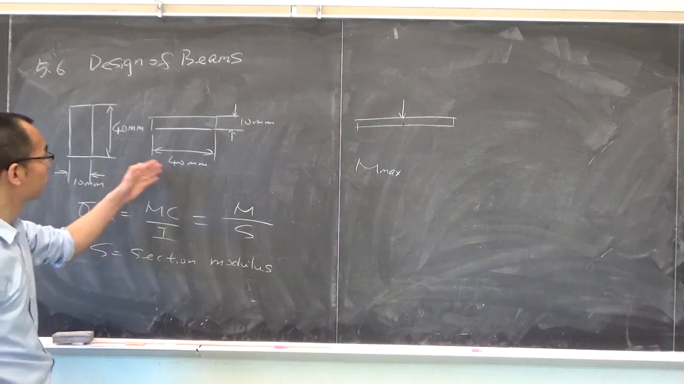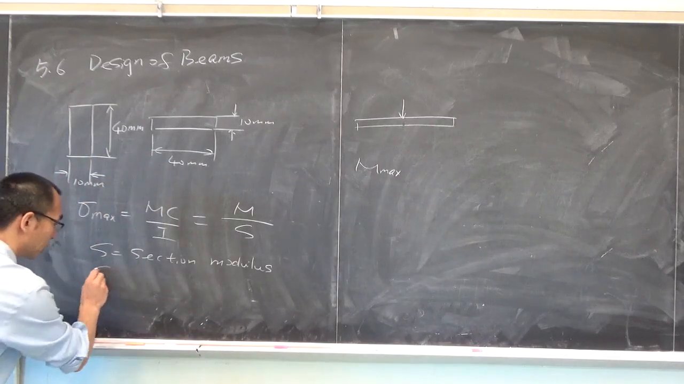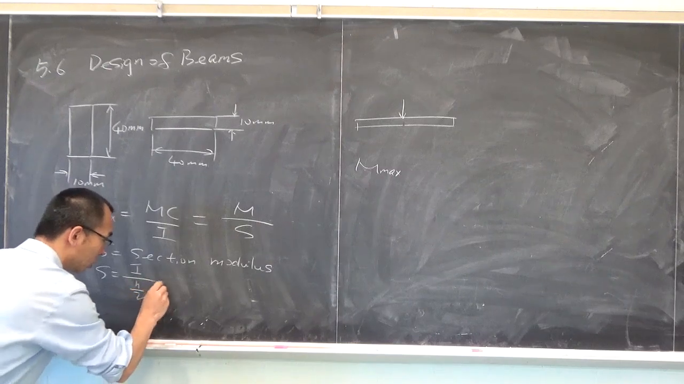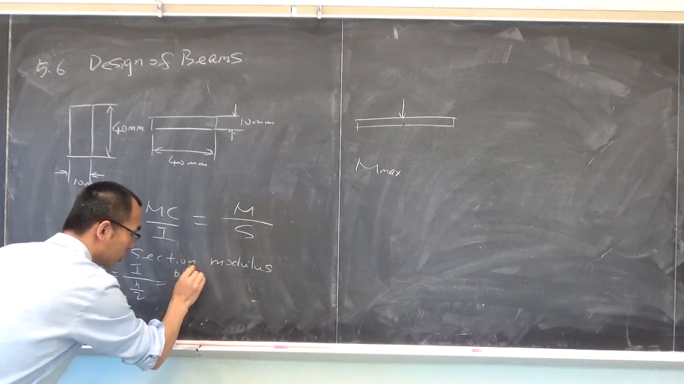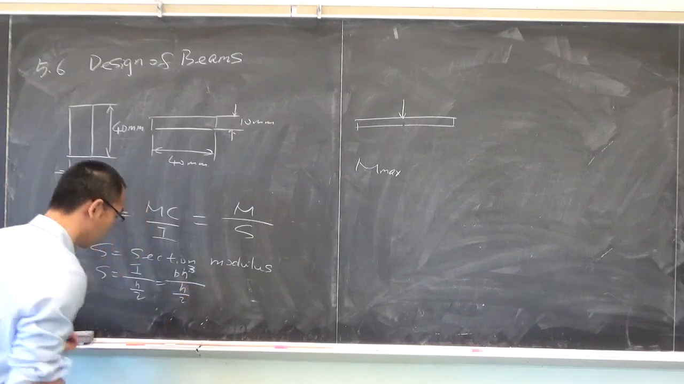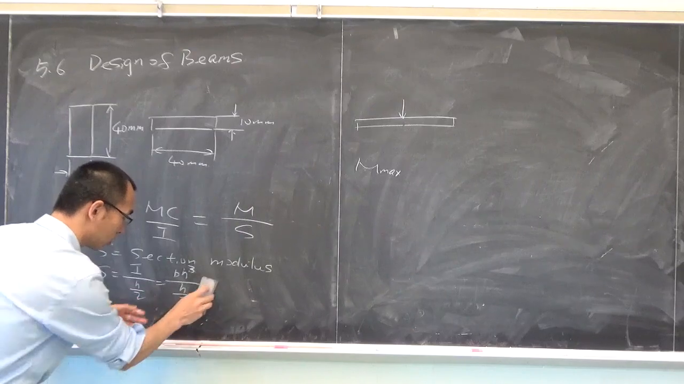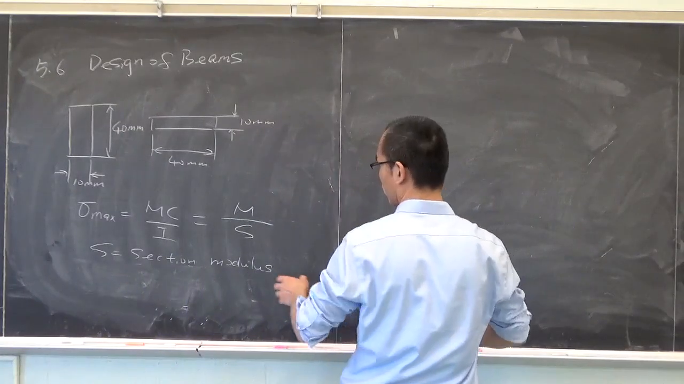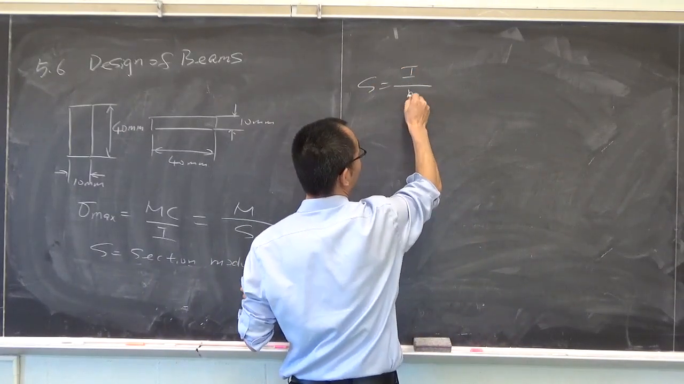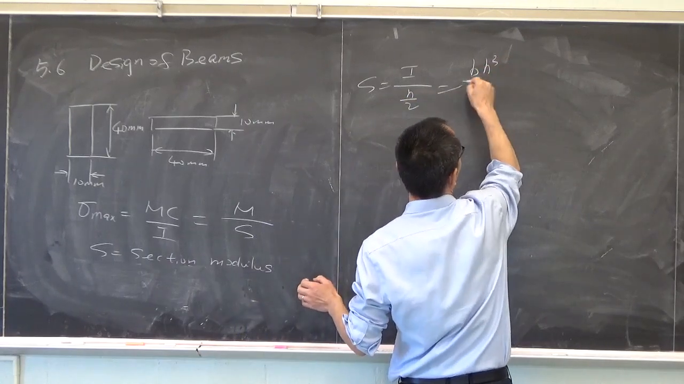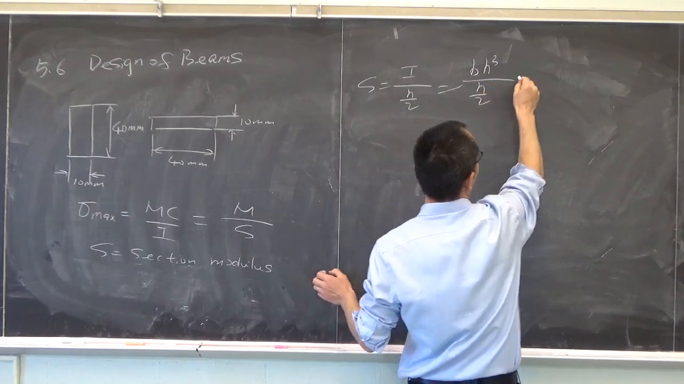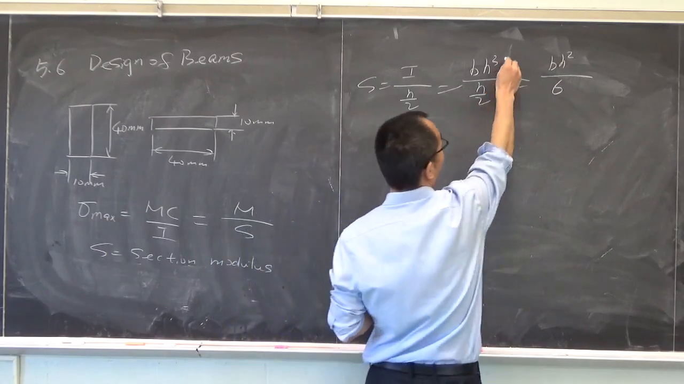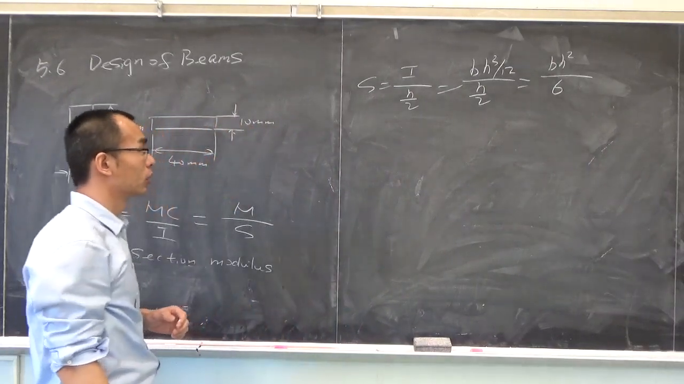Now, what's the difference between these two? The first one, the sectional modulus, will be the moment of inertia divided by h over 2. So this one is the width times height cubed, divided by h over 2. I write it down here. So it will be this one, and you can see what the difference is.